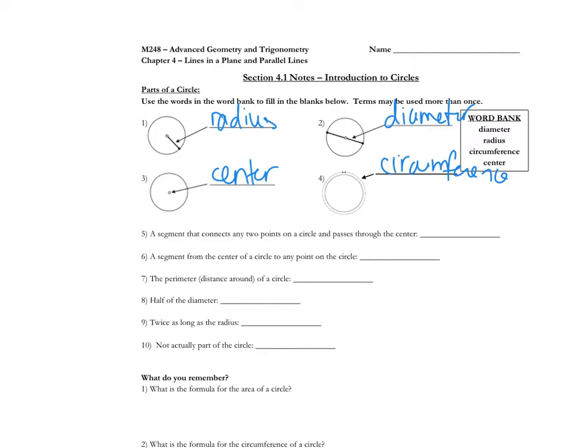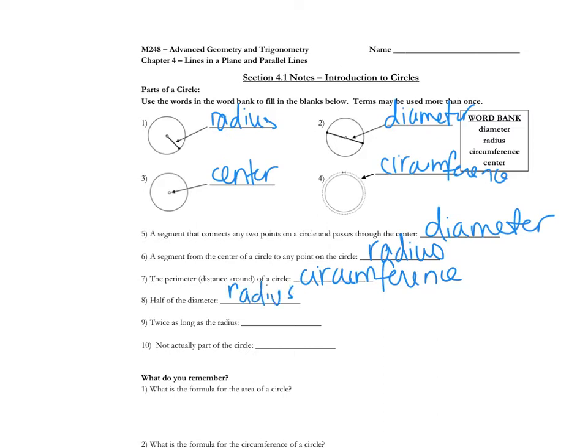A segment that connects any 2 points on a circle and passes through the center is known as the diameter, as you can see from the picture up here. Passes through the center and then connects any 2 points on the circle. A segment from the center of a circle to any point on the circle, we kind of already said that, that's the radius. The perimeter, distance around, also said that, circumference. Okay. Half of the diameter is the radius, and then going the opposite direction, twice as long as the radius is the diameter.